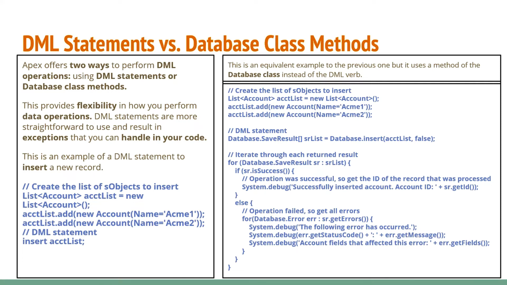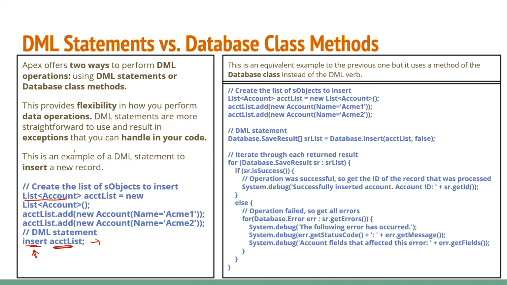This is an example of a DML statement to insert a new record. So this is a simple example which we have seen previously also. So now this is a list of account, accountList equal to new list of account. Then accountList.add. So this is a list, that's why we are using this function. Add new account. Account name will be Acme1. Then again new account. The name will be Acme2. Then we will just insert. So this insert is a DML statement. Okay. So it will now insert all the records which are there in this particular list.